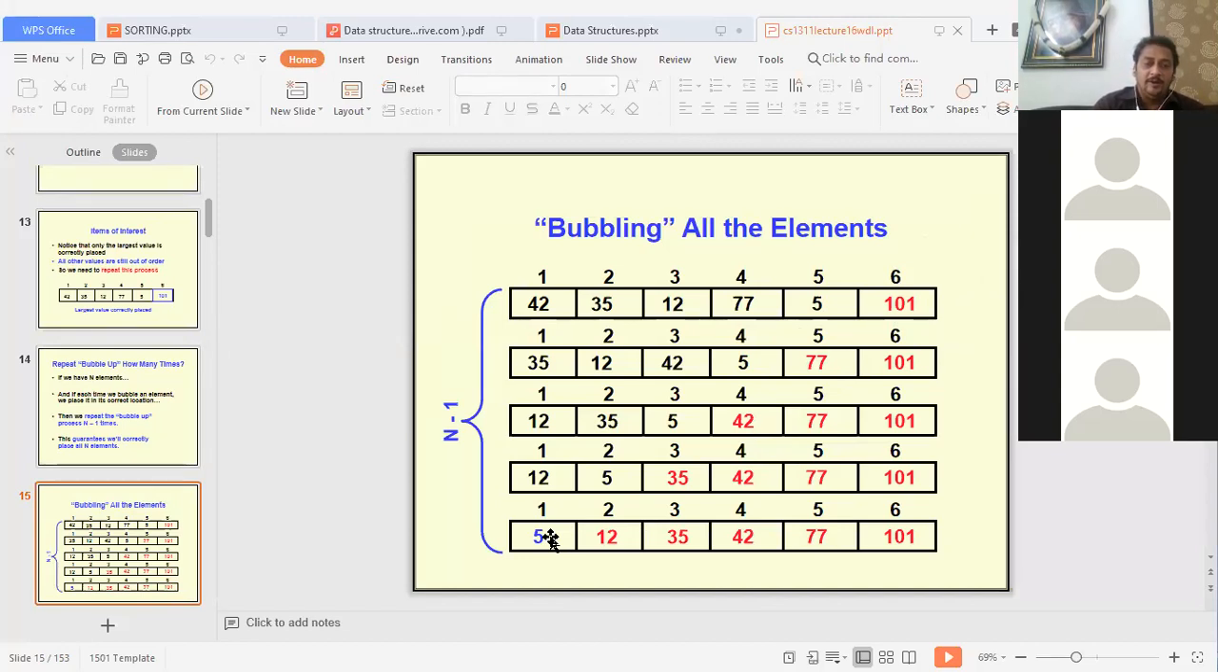So how many times did we process it? n-1 times. That means 1, 2, 3, 4, 5. With 5 different passes, we found all the elements are in a sorted list. Is it clear? Yes, sir.